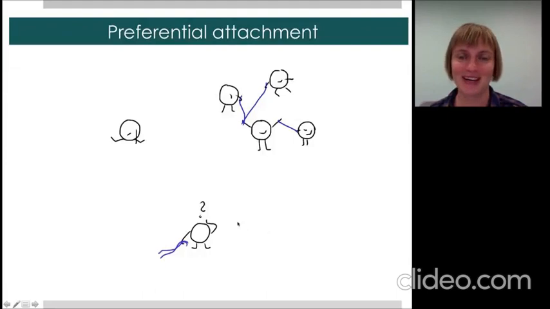Just to look at this image again, so we have a new node coming in. It could cite the paper that hasn't been cited at all, or it can cite the paper which has lots of existing citations. And it's going to prefer to cite this one in greater proportion than this one.